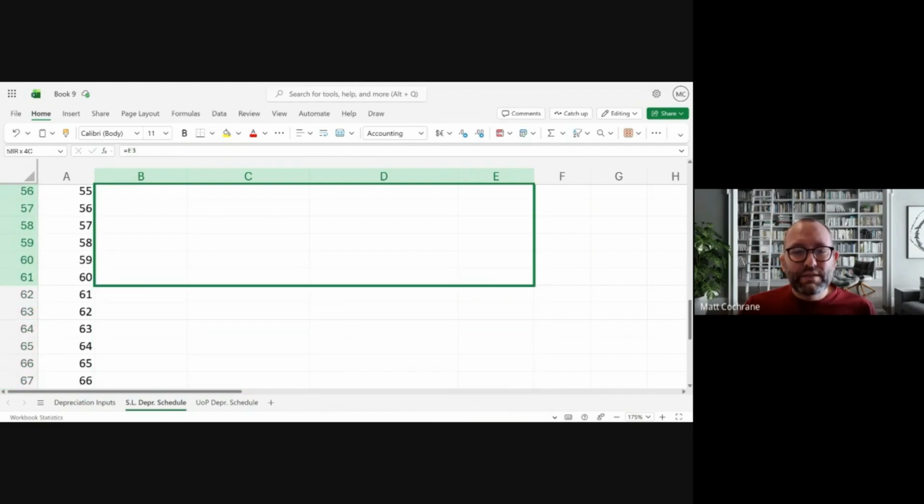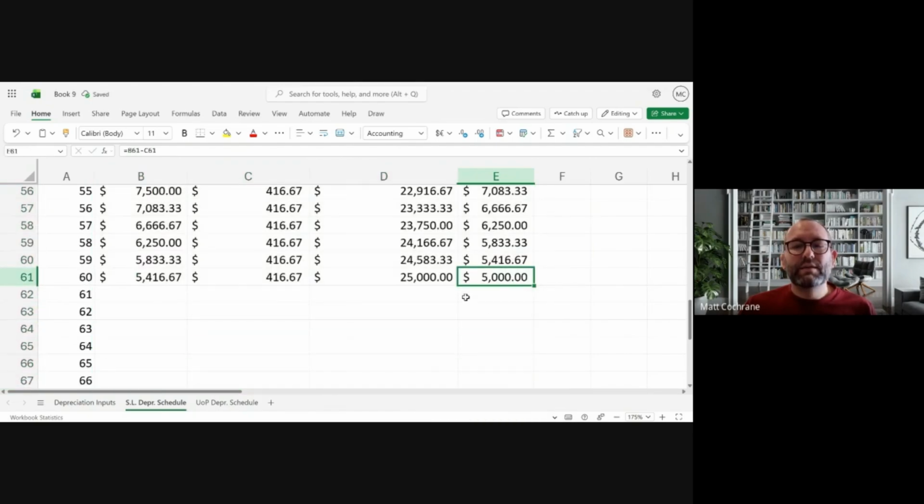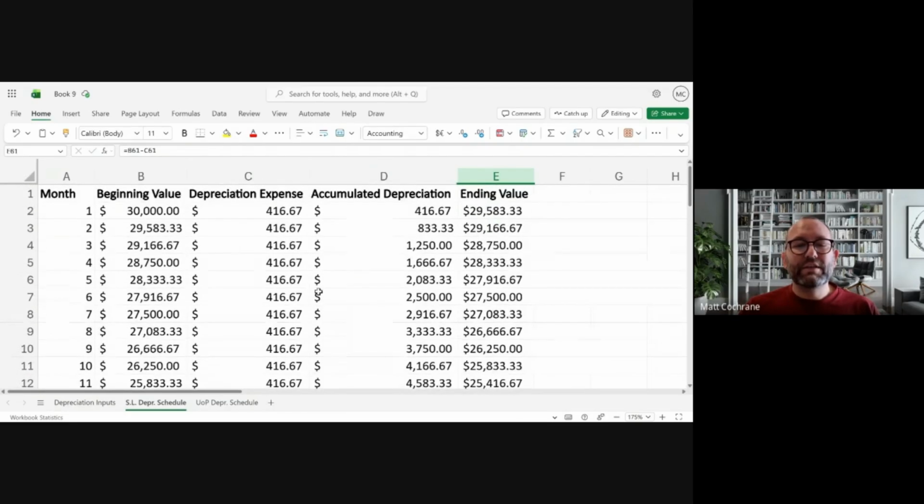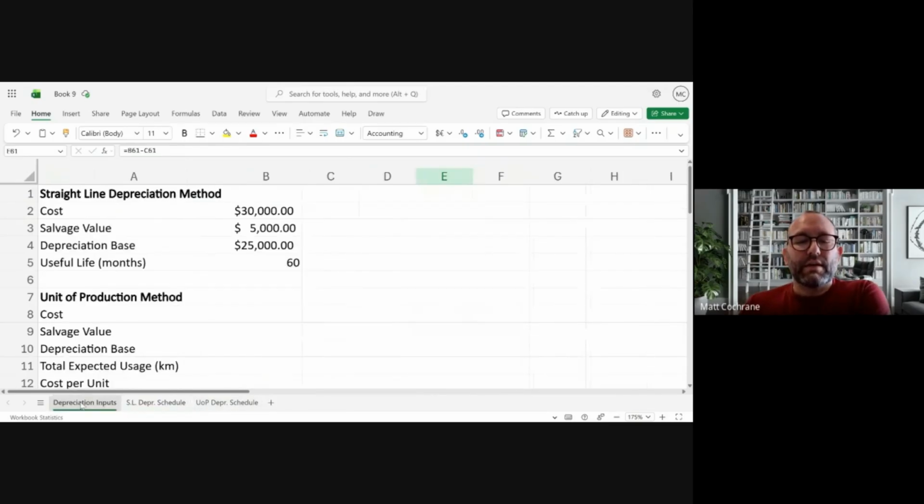to month 60. And in fact, we do have the 5,000. And what does that 5,000 represent? That's the value after the 60 months or the 5 years that the asset is worth. That's the salvage value. Okay, so that is how you create this depreciation schedule for straight line. Now we want to move on to the units of production or units of usage method.